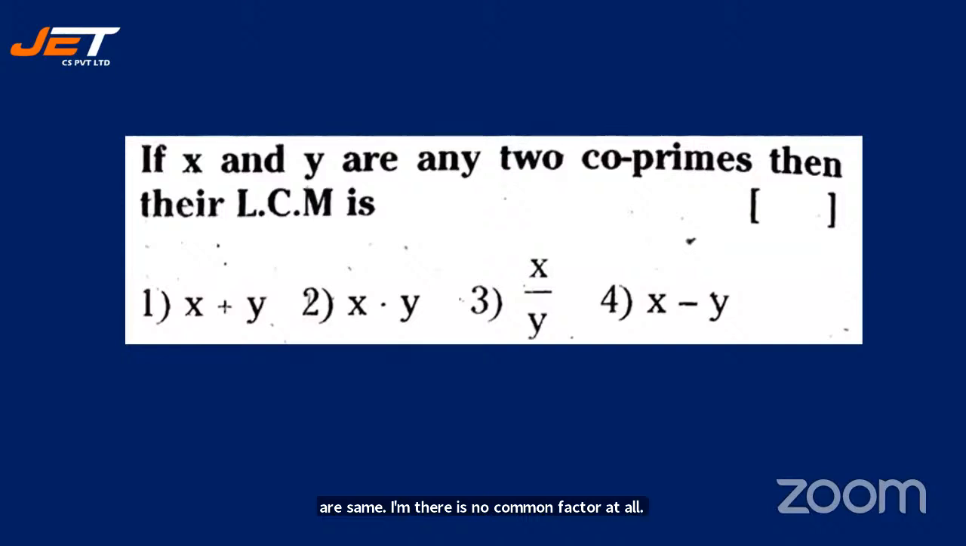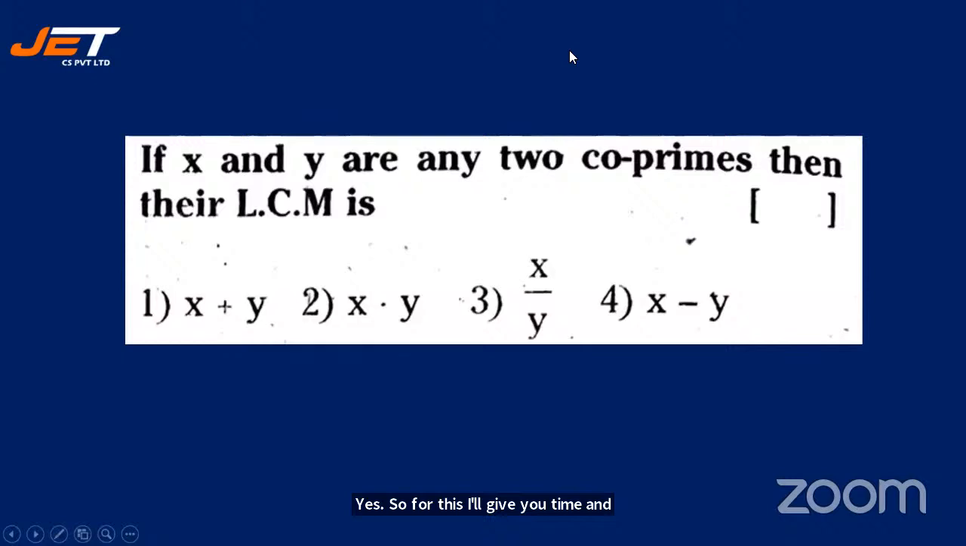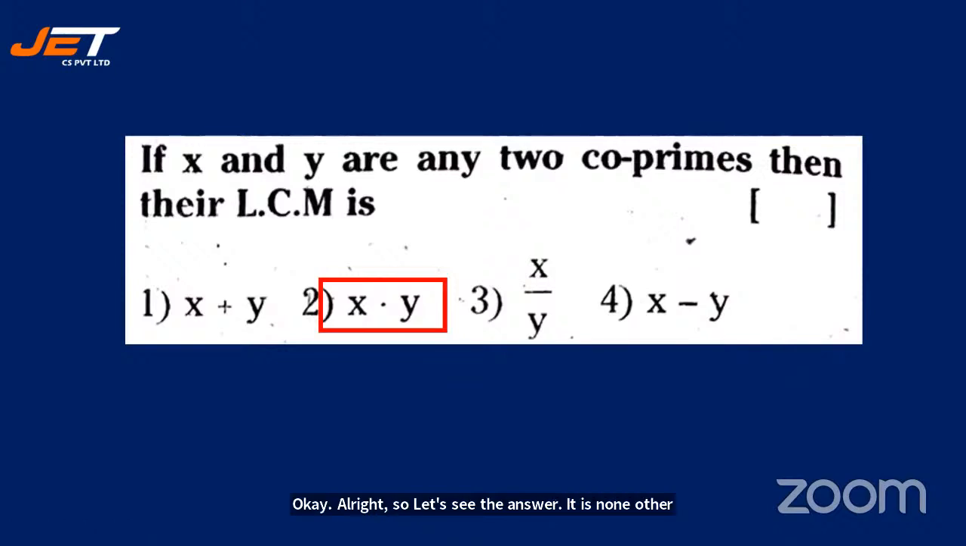If x and y are any two co-primes, then their LCM is dash. Is it x plus y? Is it x into y, or is it x by y, or is it x minus y? Yes. So for this, I'll give you time and we'll check the answers. Quickly give me your answers. Okay, many say option 3. All right. So let's see the answer. It is none other than option 2, which is x into y.